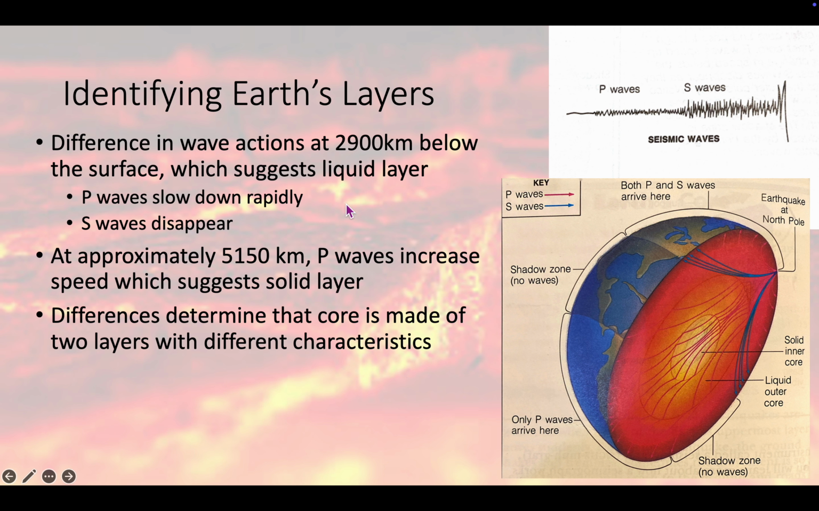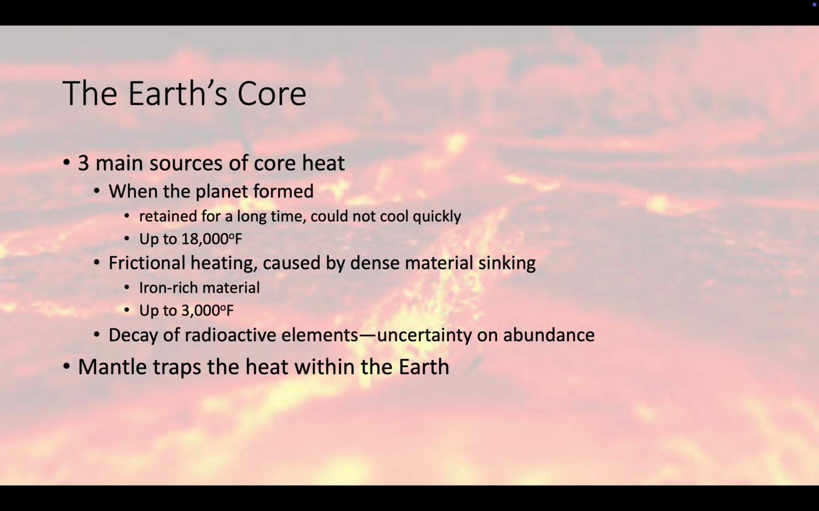Okay, so how do we identify the Earth's layers? Exactly that. The difference in the wave actions at 2,900 kilometers below the surface suggests that there's a liquid layer. So that's going to be right here. We've got our liquid layer. And because of that, our P waves actually slow down and our S waves disappear. The S waves cannot travel through this liquid layer. At approximately 5,150 kilometers, the P waves increase, so that's our solid layer. Because there's that change in velocity between the inner and outer core, we know they have to be made of different substances. So we know there are different characteristics for those layers.